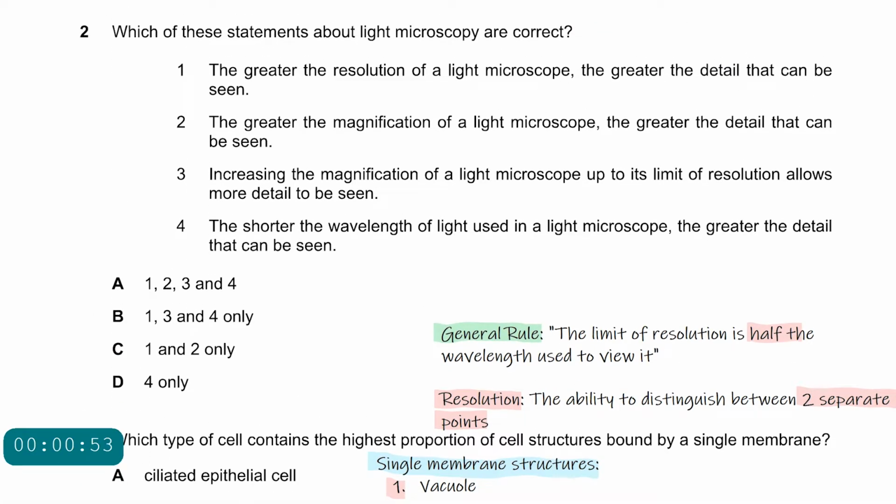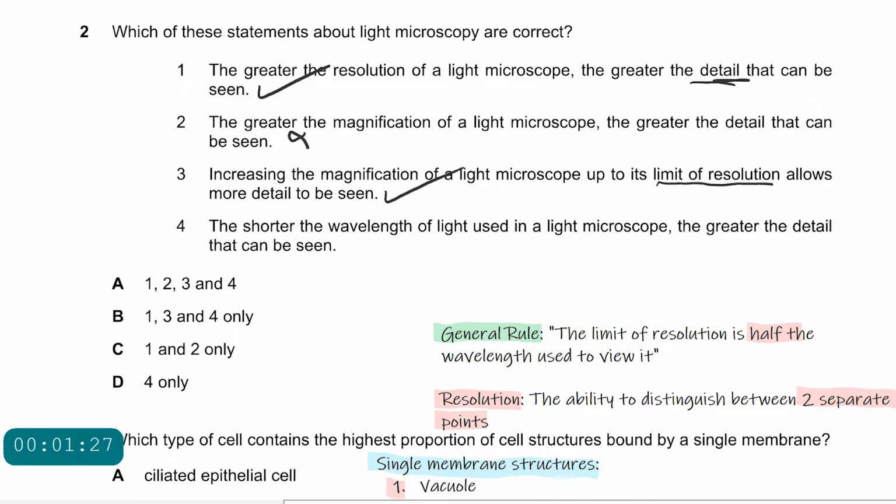Which of these statements about light microscopy are correct? Number 1, the greater the resolution of a light microscope, the greater the detail that can be seen. Of course, this is correct, as the definition of resolution is the ability to distinguish between two separate points. Number 2, the greater the magnification of a light microscope, the greater detail that can be seen. This is not actually correct because it's up to the limit of resolution. Brings us to point 3, increasing the magnification of a light microscope up to its limit of resolution allows more detail to be seen. That's correct, of course.